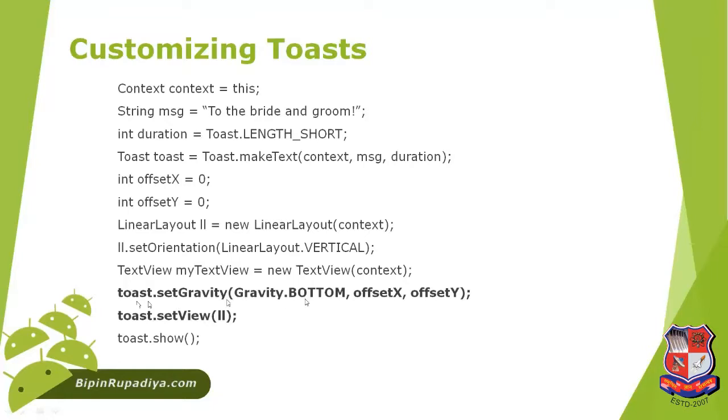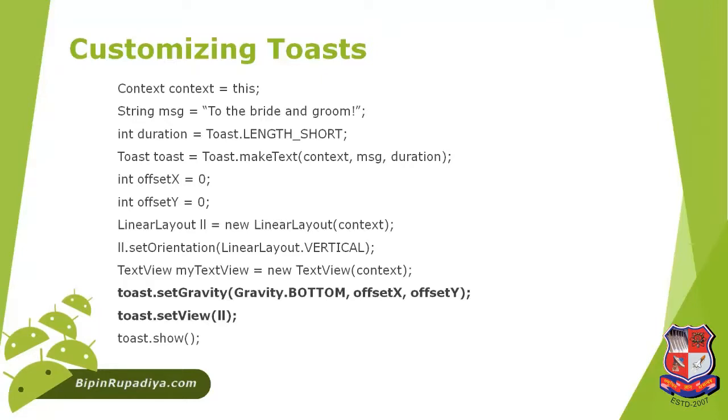Toast.setGravity, Gravity.BOTTOM. That means it will display at the bottom. If you set it to middle, it will display in the middle of the screen. If you set it to top, it will show at the top of the screen, right? So where you want to show the Toast message, by default it always displays at the bottom of the screen. But if you want to customize this behavior so that it is displayed on top of the screen, then you can set Gravity.TOP. Now two other parameters that you can set are the offsets, that means from the x axis and y axis, right?